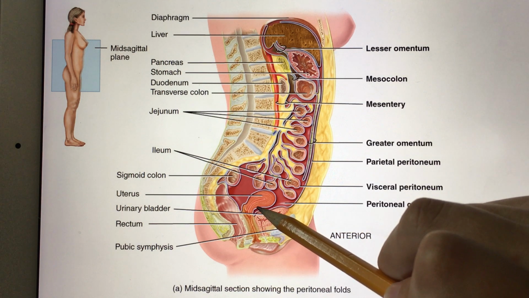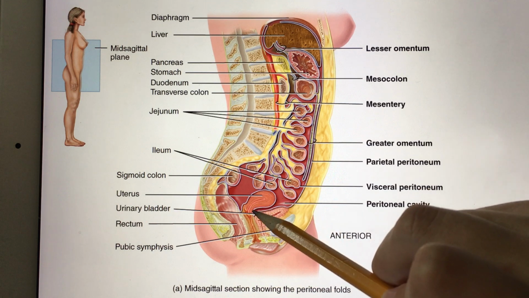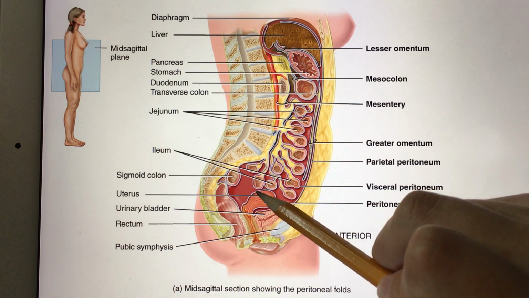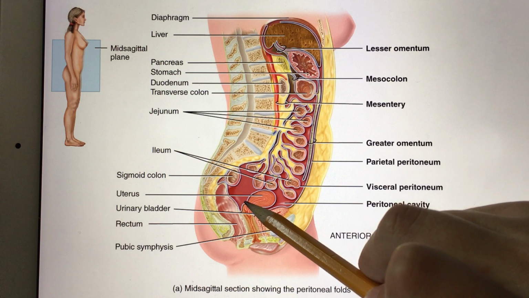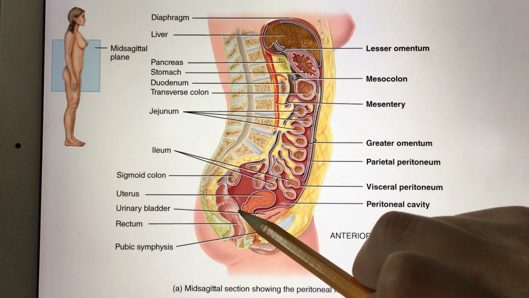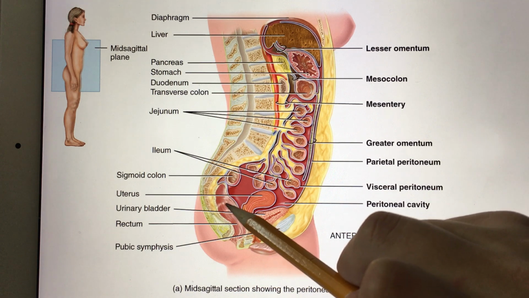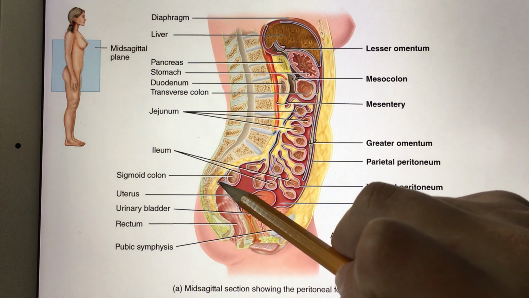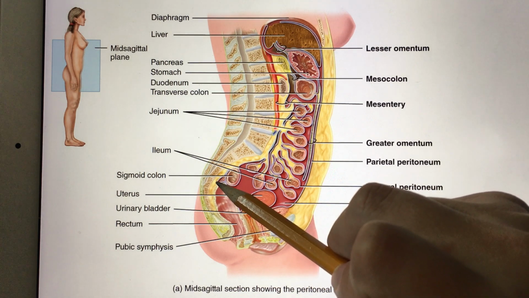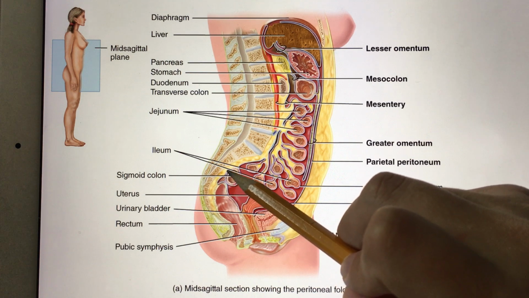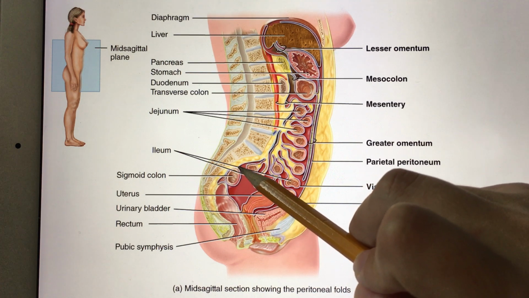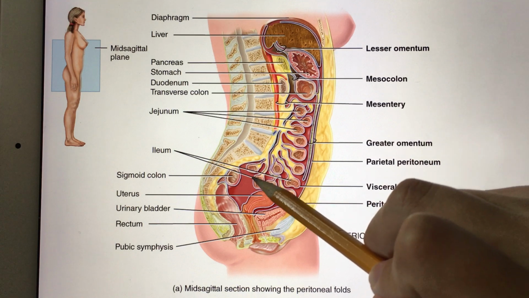Then it folds and covers the next organ called the uterus. This is the female body, so the uterus is where the baby develops. Then it covers the rectum, this is the rectum. And then it covers the posterior wall of the abdominal cavity, and it covers all of the intestines.